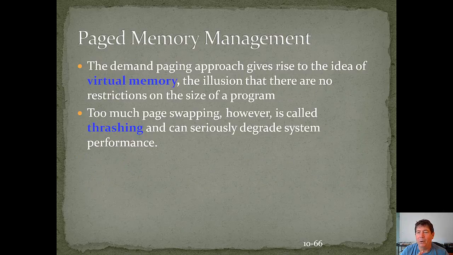The demand paging approach gives rise to the idea of virtual memory, the illusion that there are no restrictions on the size of a program. Too much page swapping, however, is called thrashing, and many of you have probably experienced this at times. This can really seriously degrade system performance.